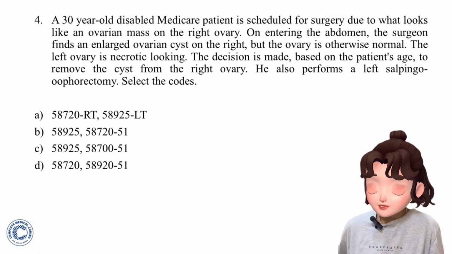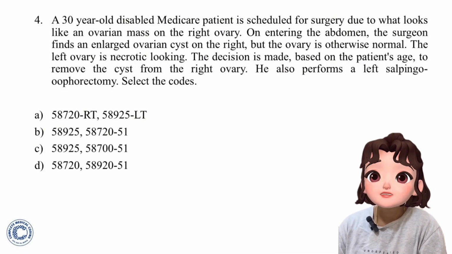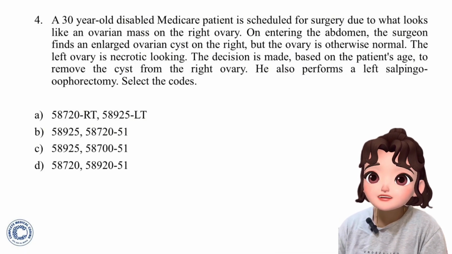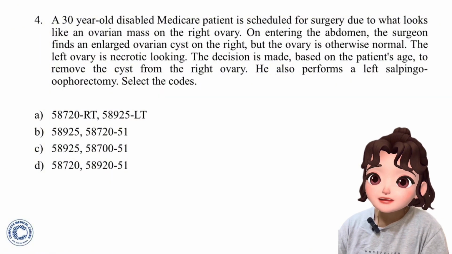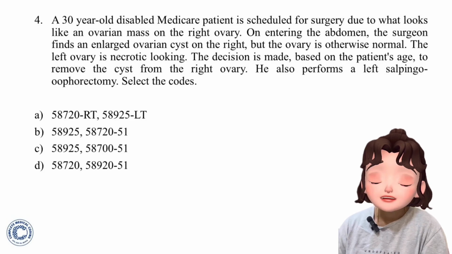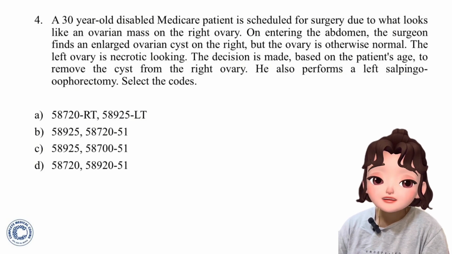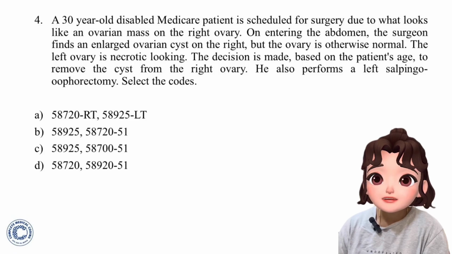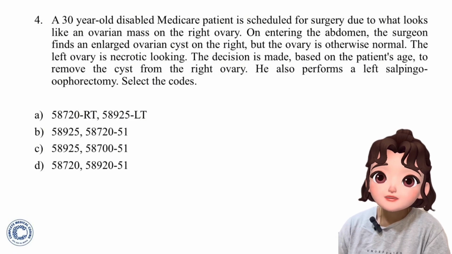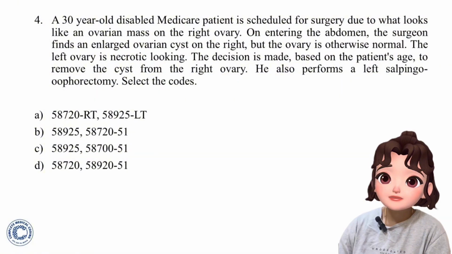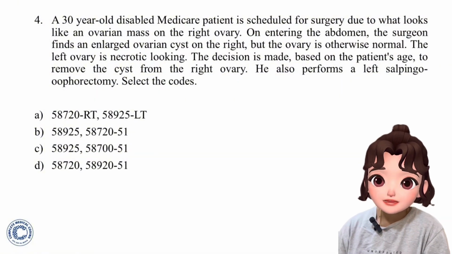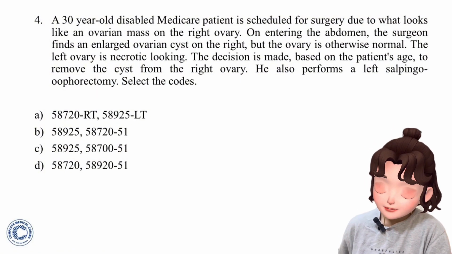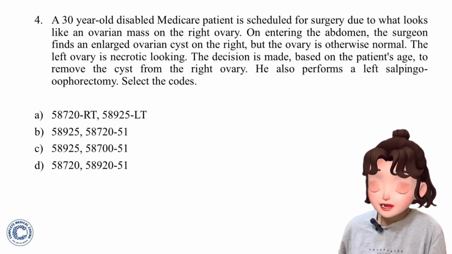So, fourth question. Moving to the fourth question. A 30-year-old disabled Medicare patient is scheduled for surgery due to what looks like an ovarian mass on the right ovary. On entering the abdomen, the surgeon finds an enlarged ovarian cyst on the right, but the ovary is otherwise normal. The left ovary is necrotic looking. The decision is made based on the patient's age to remove the cyst from the right ovary. He also performs a left salpingo-oophorectomy. Select the codes.